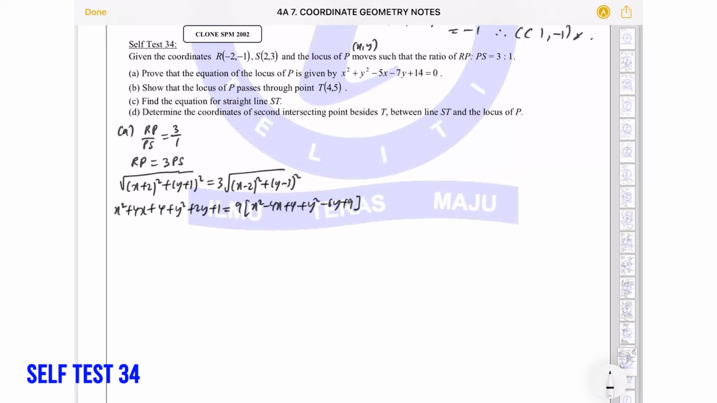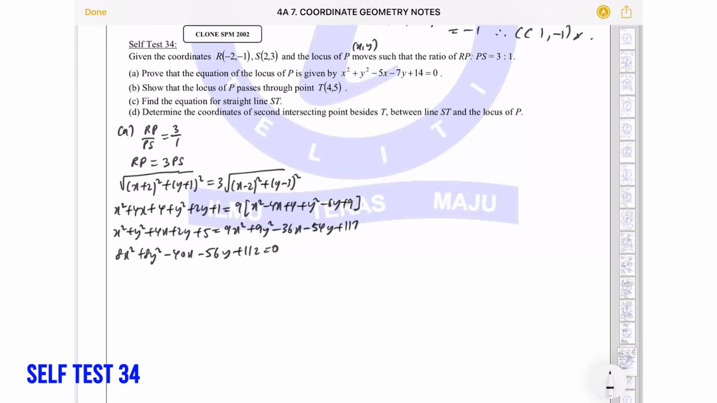So let's expand first, and I can simplify the left hand side: x squared plus y squared, plus 4x plus 2y plus 5. Expand this: 9x squared, 9y squared, 9 times 4, 36x, 9 times 6, 54y, and 13 times 9, which is 117. So rearrange it: 8x squared, 8y squared, minus 36 minus 4 is minus 40x, minus 54 minus 2 is minus 56y, 117 minus 5 is 112.